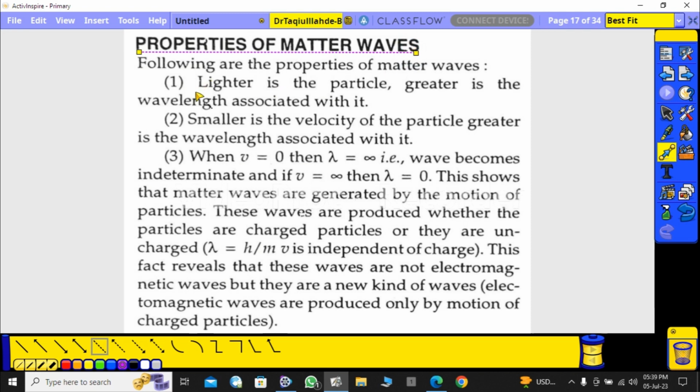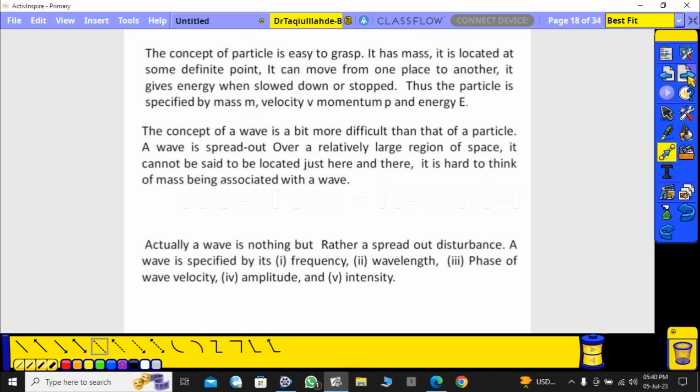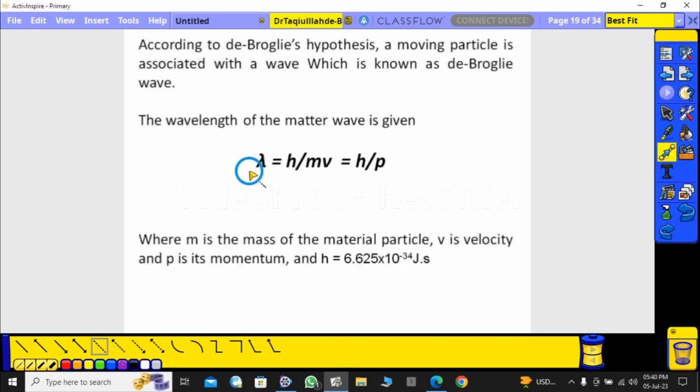The first one: lighter is the particle, greater is the wavelength associated with it. What does it mean? We have to refer back to our relation for the wavelength of matter waves. It is given as lambda is equal to h by mv. Here, if the mass is very, very less, lambda will be high. If the mass is more, if the particle is heavier, then lambda will be less. So it is an inverse relation.